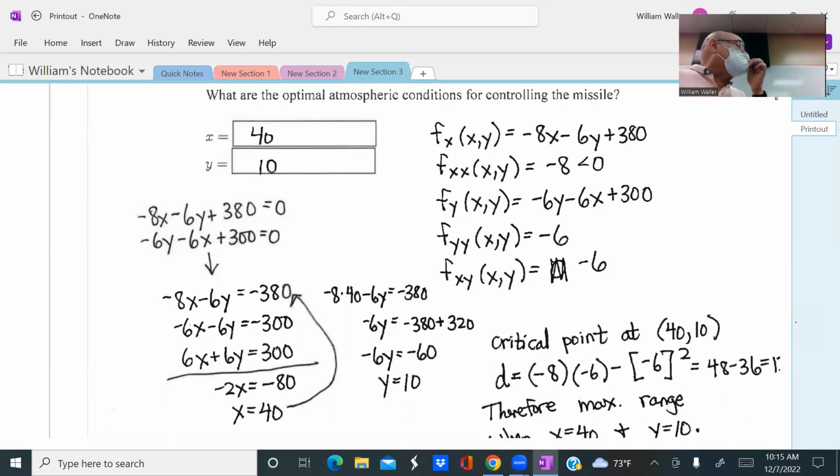Okay, so that tells us, what does that tell us there? That we have a maximum. Is that right?